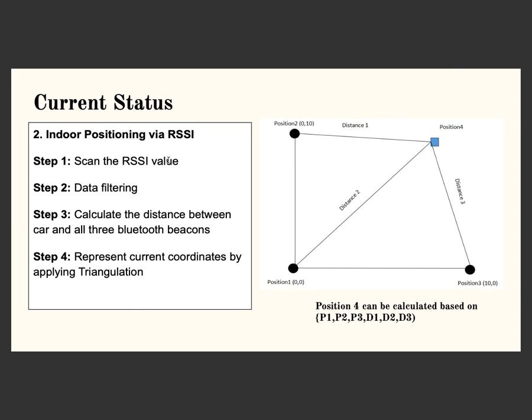Secondly, the indoor positioning via RSSI. We have put 3 Bluetooth beacons at the 3 corners of the room we used to test our car. We scan the RSS value and do data filtering to find the signal from the 3 beacons instead of other Bluetooth devices. We calculate the distance between the cars and all 3 Bluetooth beacons. Based on that information, we can represent the relative current coordinates of our vehicles in this room based on the relative coordinates of the 3 Bluetooth beacons.